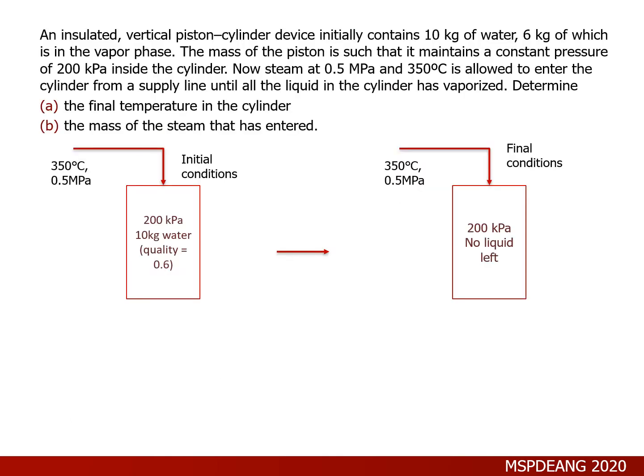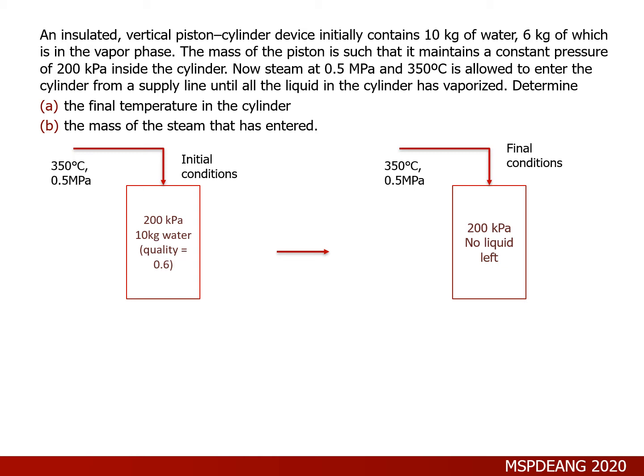Let us now proceed to some examples for open systems energy balance and mass balance with some accumulation inside our control volume. So consider this case. We have an insulated vertical piston cylinder device which contains 10 kilograms of water, 6 kilograms of which is in the vapor phase. The mass of the piston is such that it maintains a constant pressure of 200 kPa inside the cylinder.